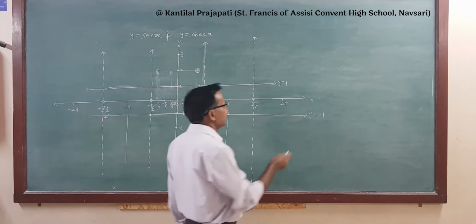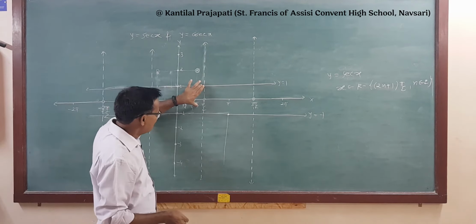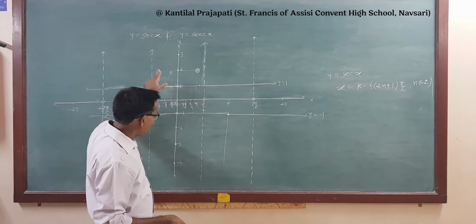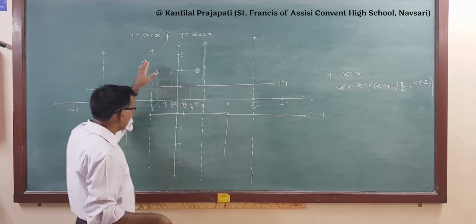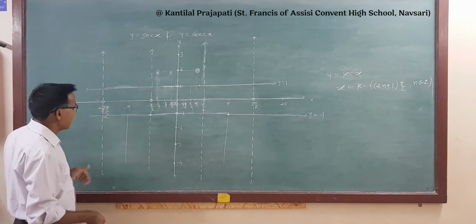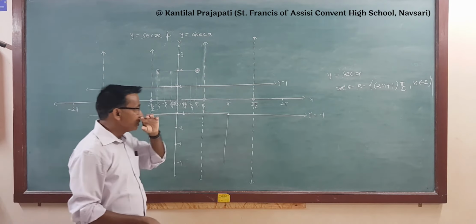So I put all the real numbers, and I put the punctures here at pi by 2, 3 pi by 2, minus pi by 2, minus 3 pi by 2. And I drew a dotted line passing through pi by 2 parallel to the y axis. Similarly here at 3 pi by 2, and similarly here at minus pi by 2, minus 3 pi by 2. Now, what is the range of the sec function?